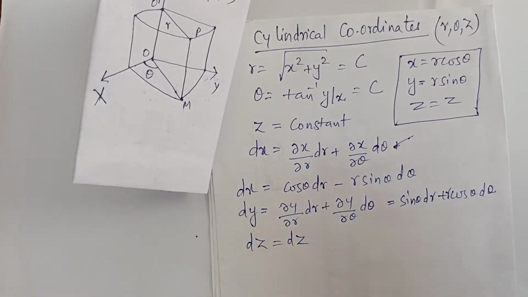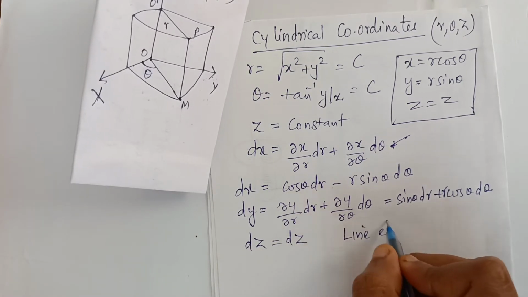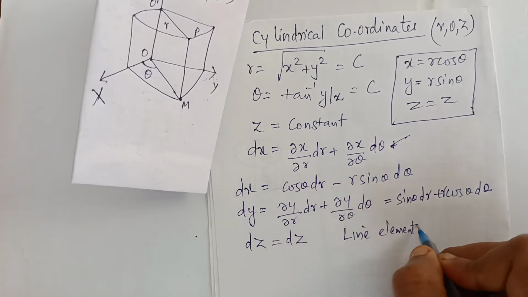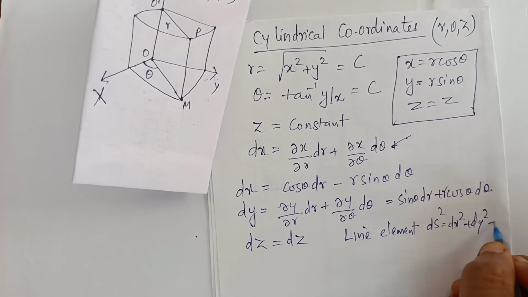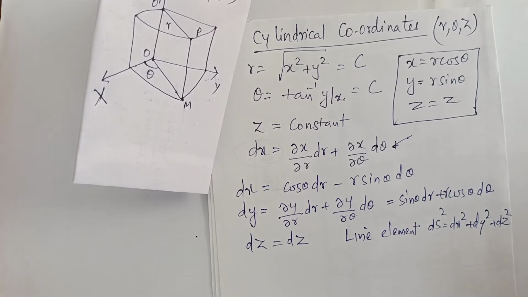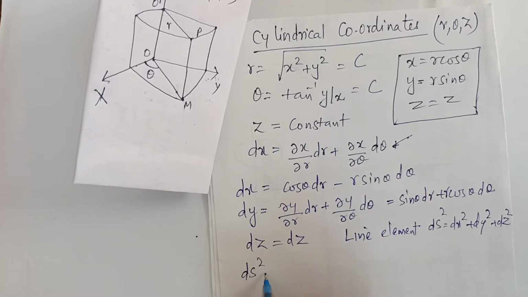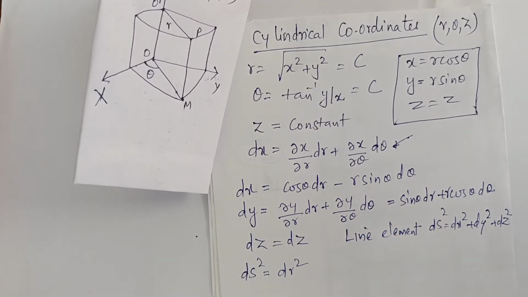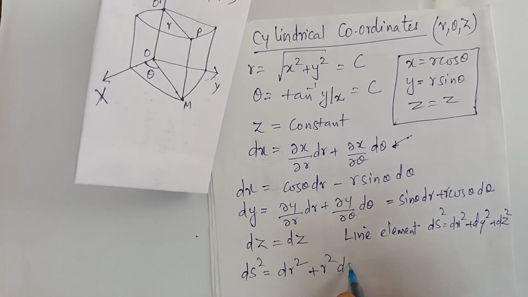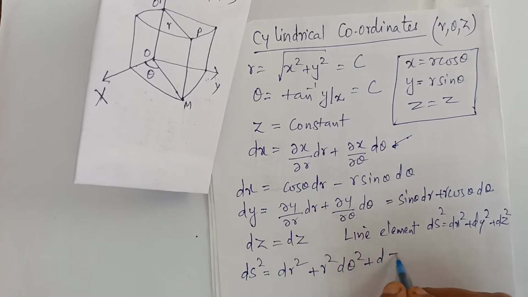Now, the line element in the Cartesian coordinate system, ds square is equal to dx square plus dy square plus dz square. This is a little bit easier than what we have done in the spherical polar coordinates. Now, when we substitute, cos square theta plus sin square theta will become 1, so we get ds square is equal to dr square plus r square d theta square plus dz square.